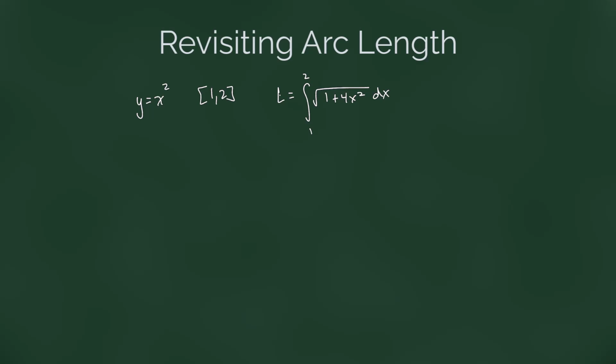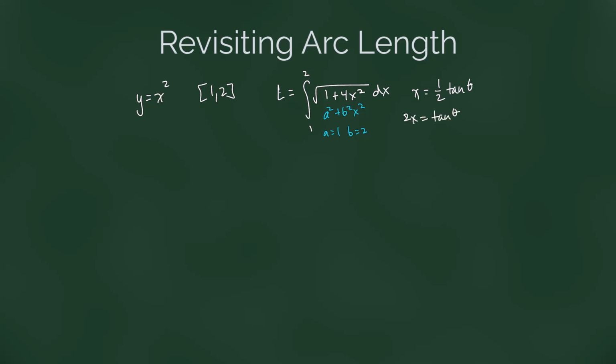You can see that that integrand has one of our patterns sitting inside of it. This is a squared plus b squared x squared, and in that case, we have a is 1 and b is 2. So we see that x is going to equal a over b, 1 over 2, times the tangent of theta. That's going to give us that 2x is tangent of theta, which makes the 4x squared in our integrand equal to the tangent squared of theta. We also know by differentiating this that dx is going to be 1/2 the secant squared of theta d theta.